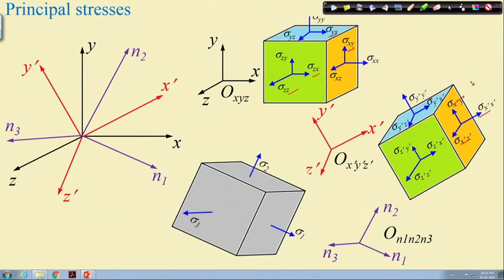Only then we are left with normal stress in three normal directions, and these are sigma 1, sigma 2 and sigma 3. And suppose that the directions are n1, n2 and n3, all are vectors, okay. n1, n2, n3 are the directions. Now, these sigma 1, sigma 2, sigma 3 are called principal stresses, and I believe that you have already learnt it in the solid mechanics course.